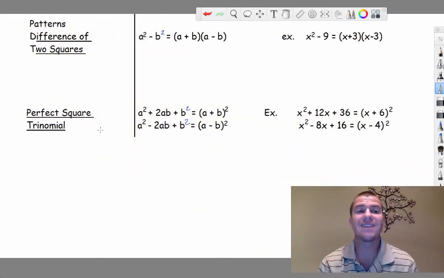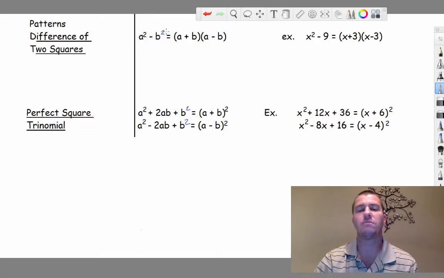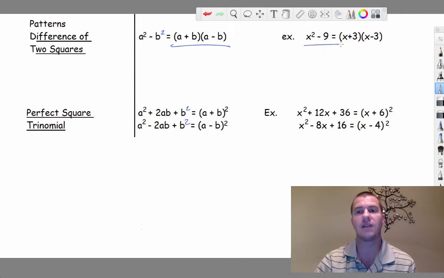Okay, so now we're going to discuss two special types of patterns that happen, and it will be very helpful if you notice these and recognize the pattern that they make. The difference of squares is when you have a binomial and you're subtracting, hence the word difference, two perfect squares. So if you have a squared minus b squared, it's always going to factor into a plus b times a minus b. For example here, x squared minus 9 becomes x plus 3 times x minus 3.